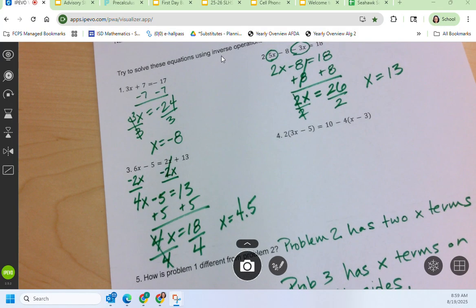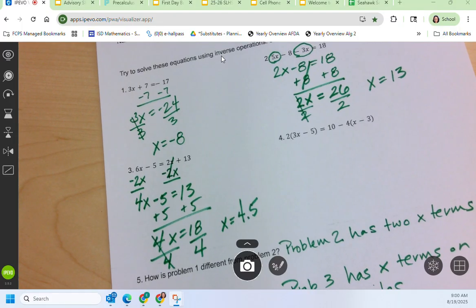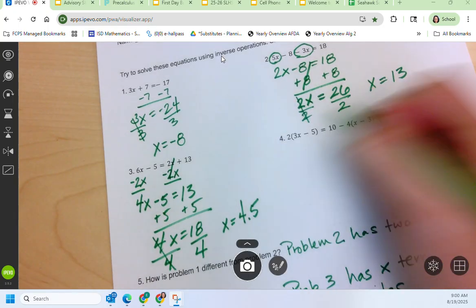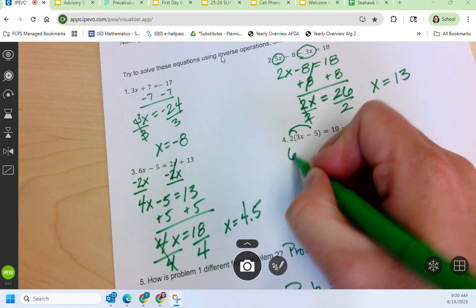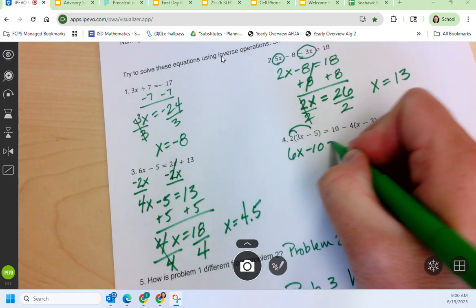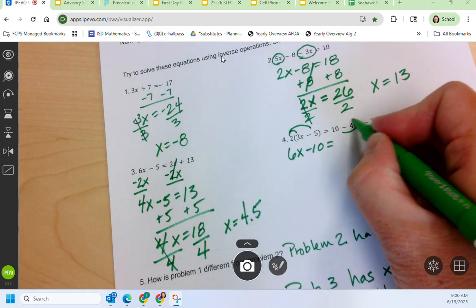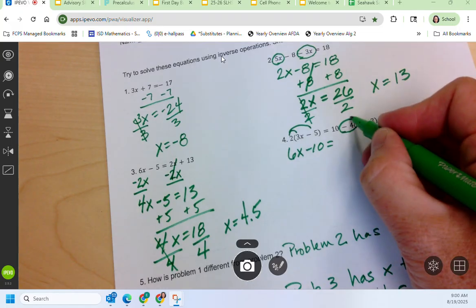All right, let's look back at 1, 2, and 3, because the last one is a lot harder. What questions do we have on 1, 2, and 3? We're good? All right, last one. You have to distribute twice. So I'm going to distribute the 2 first, and that gives me 6x minus 10. Be careful when you distribute the negative 4 here.